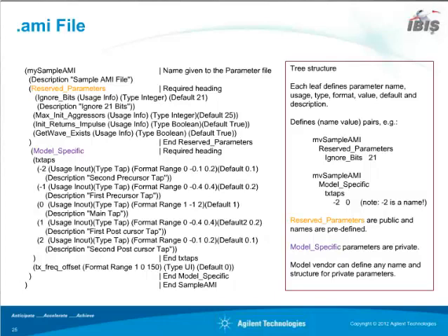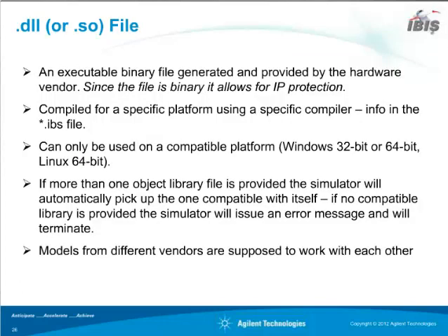There are reserved parameters that are defined by the standard, and then there are model-specific parameters, things that the model generator has decided to give you access to, or rather give the simulator access to, so that you can interact with them. And then the executable file itself, that has the algorithmic information in it.